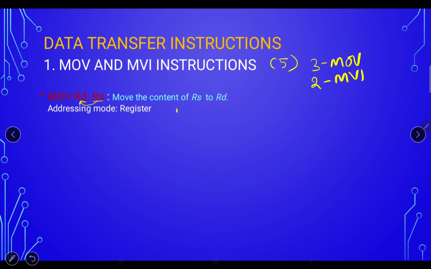The syntax of this, one example of this instruction is MOV A, B. So here the content of B is copied to A.